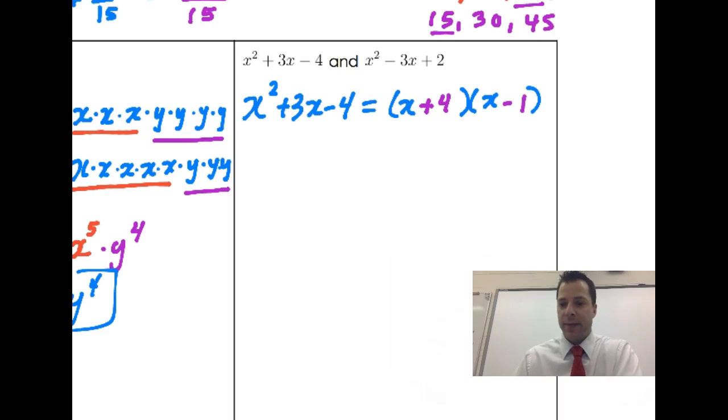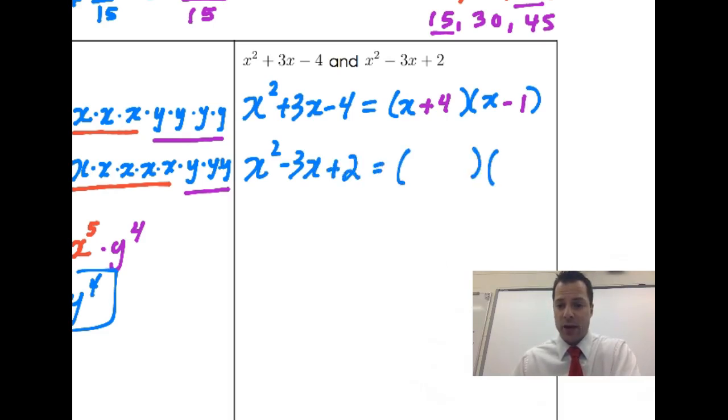Then we look at the second one, x squared minus 3x plus 2, and we break that down. That's a trinomial, 3 terms. It's a quadratic, so this is how we set it up. X and x go in here. We need 2 numbers that multiply to be 2 and add to be negative 3. Both of them have to be negative, so we have minus 2 and minus 1.